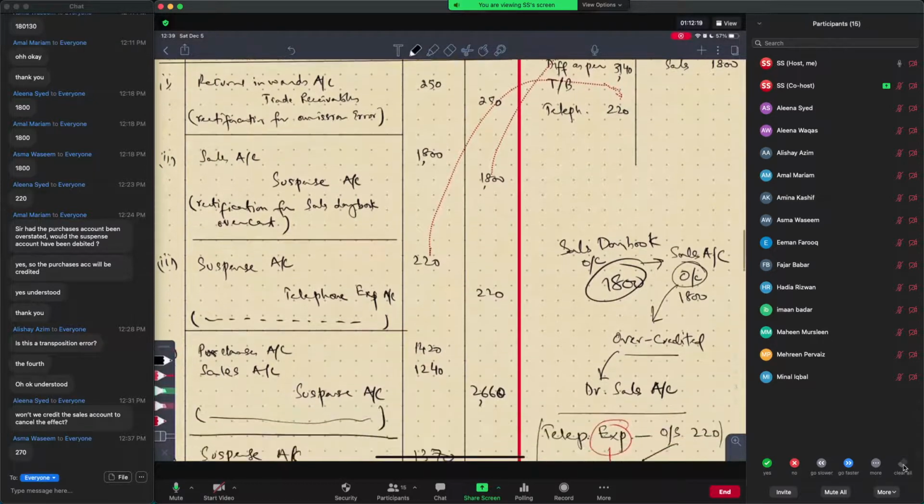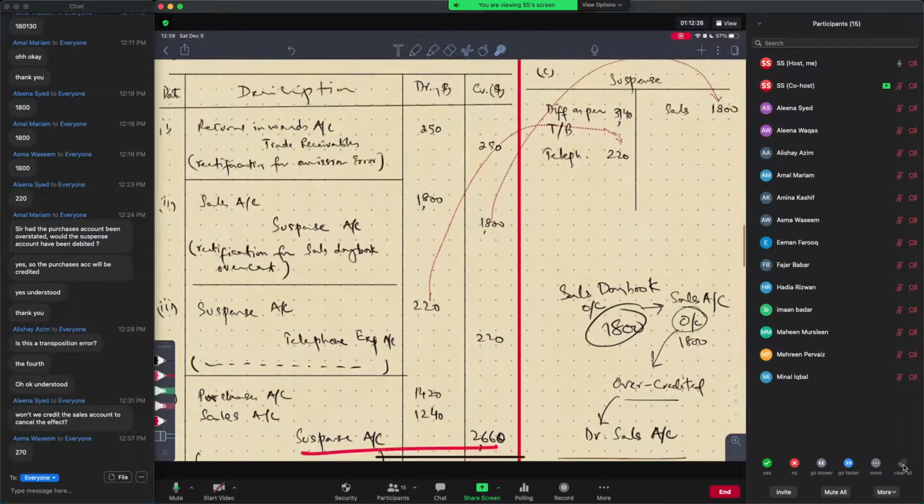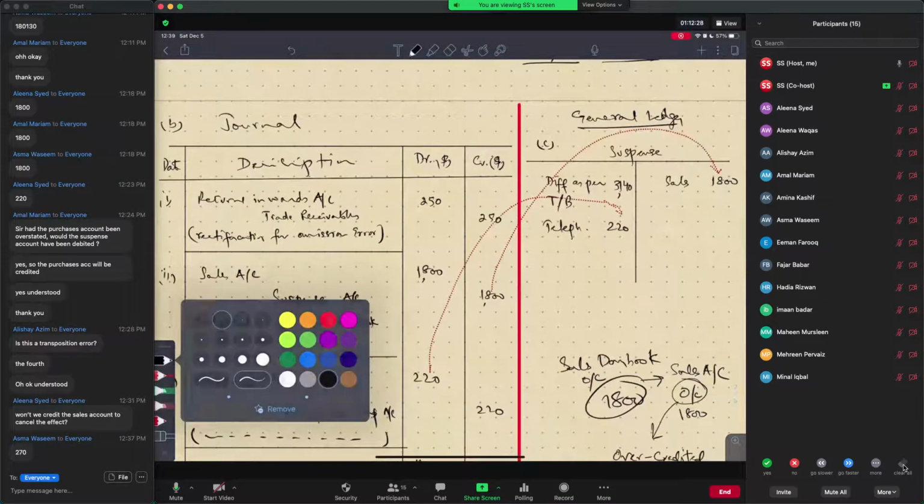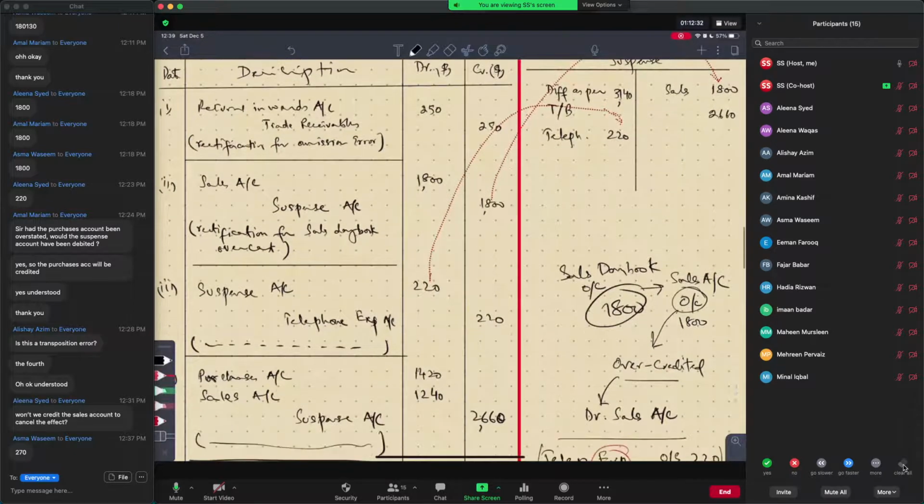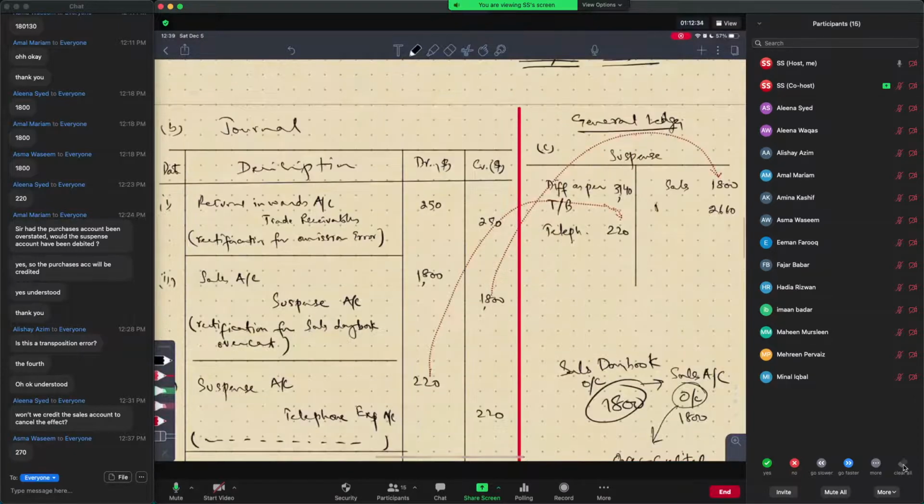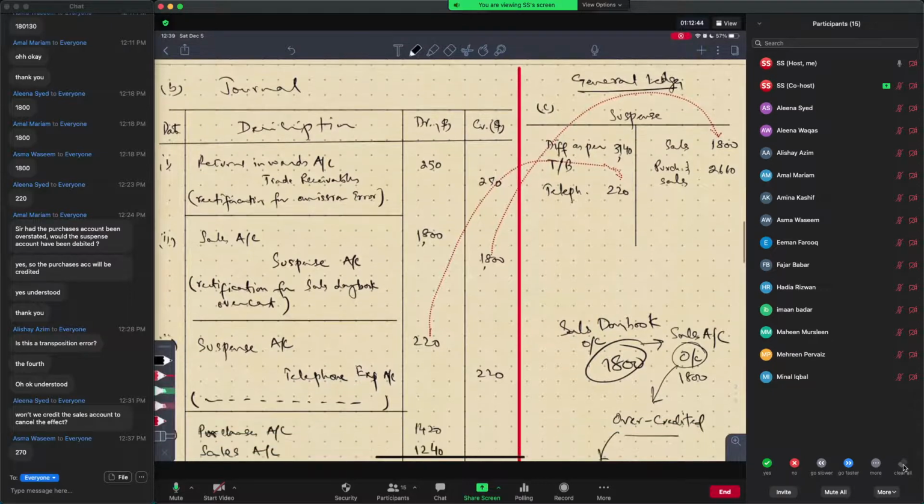And then the third entry here is 2660 suspense account being credited. So we are going to choose the credit side of suspense account 2660, and we will cross refer to it as purchases and sales here. You can write 2660 combined, or you could write it separately. Both are correct.